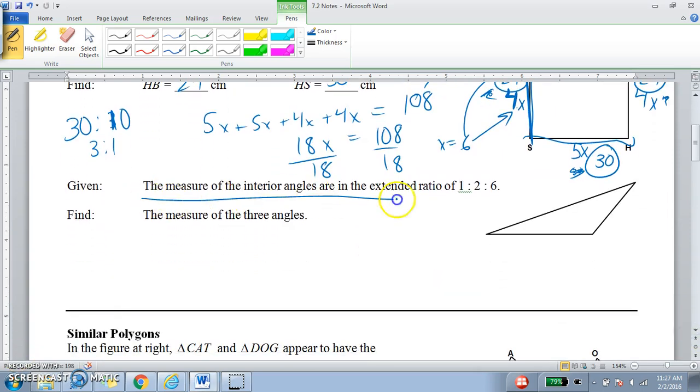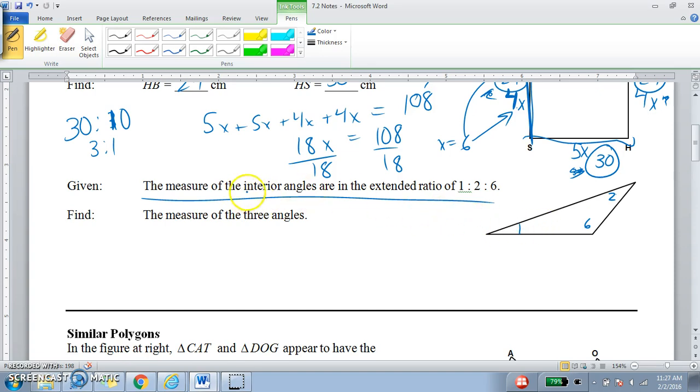Similarly, if I give you the measure of the interior angles of this triangle are in the extended ratio 1 to 2 to 6. Now, we're not used to seeing three numbers in a ratio, but all it means is when I compare this to this to this, the comparison is 1 to 2 to 6. It's still just a comparison.